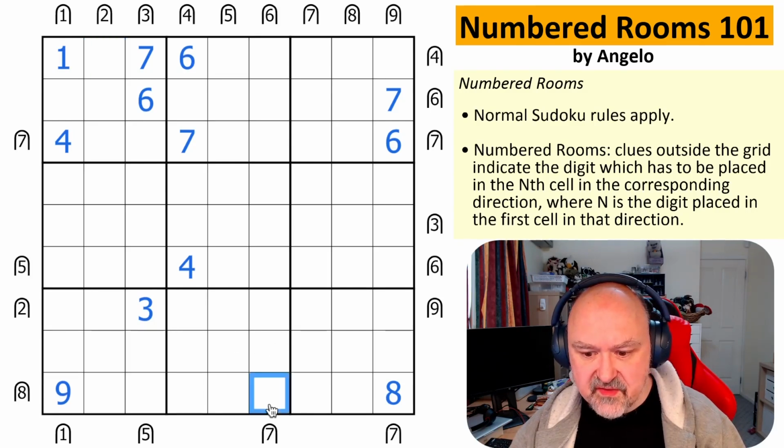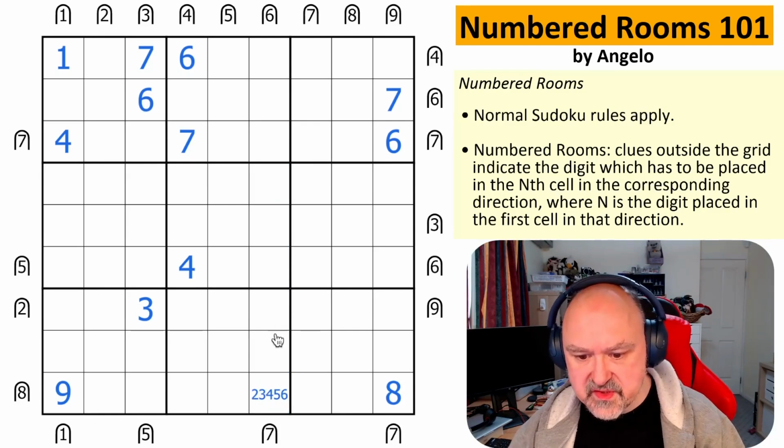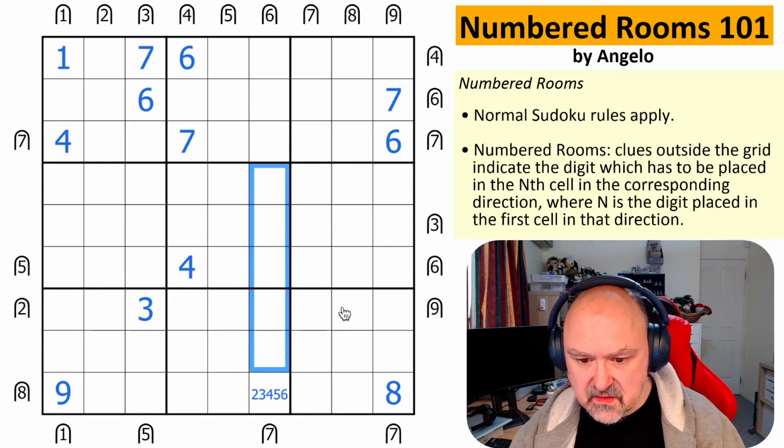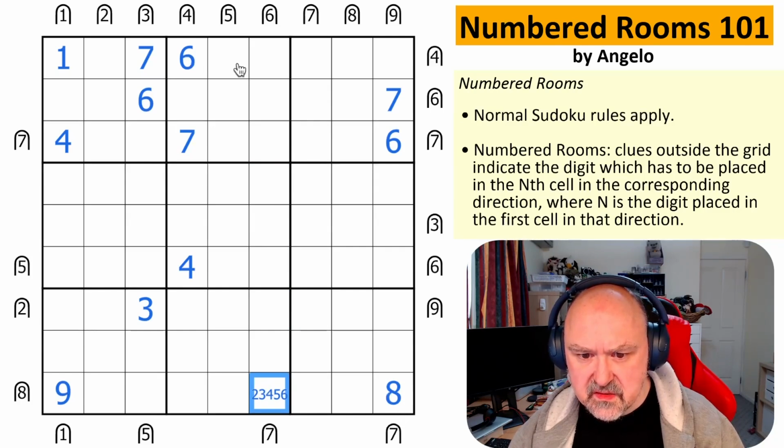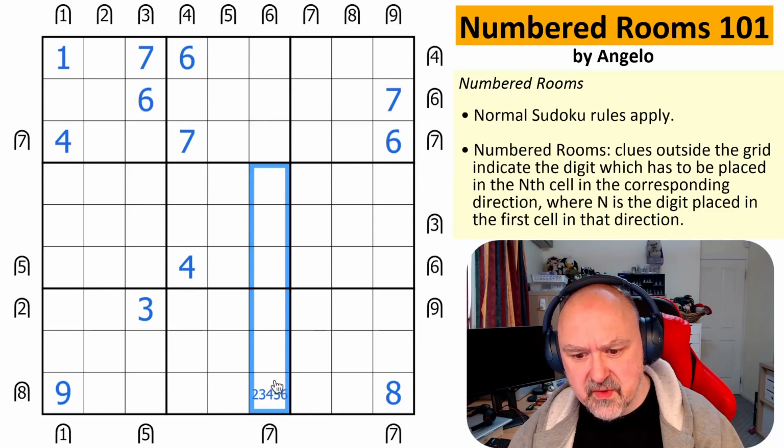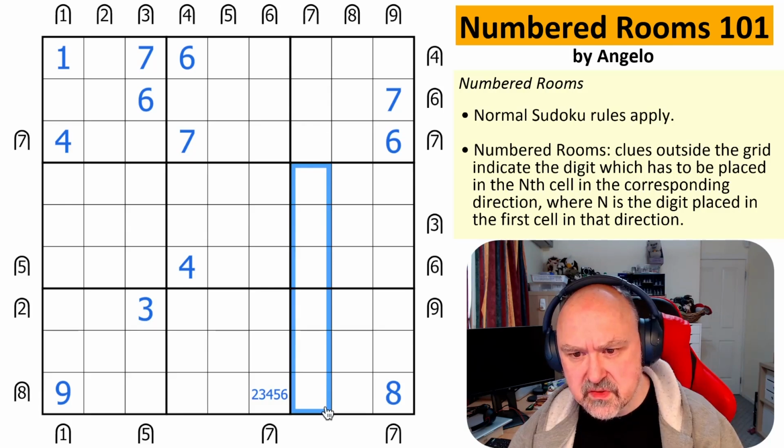Now, this 7 clue can only be 1 through 6 now, and it can't be 1 because of what we've already discussed. So 7... Oh, okay, that's way too many pencil marks. That's done. That's not done. Now, 6 can't be 1, 2, 3, but it can be any of those. 7 can't be 1, 2, 3, but it can be any of those.